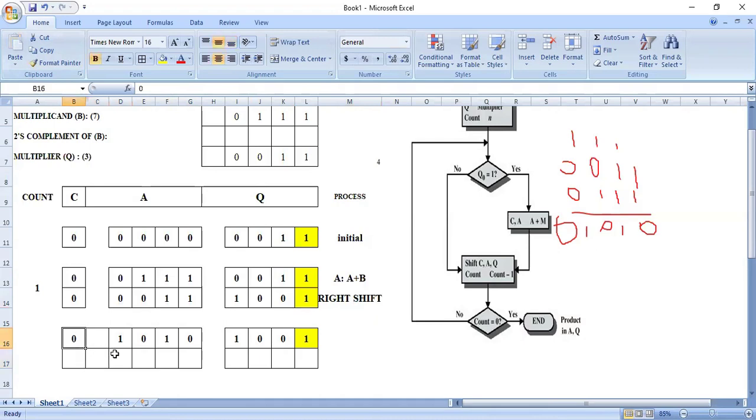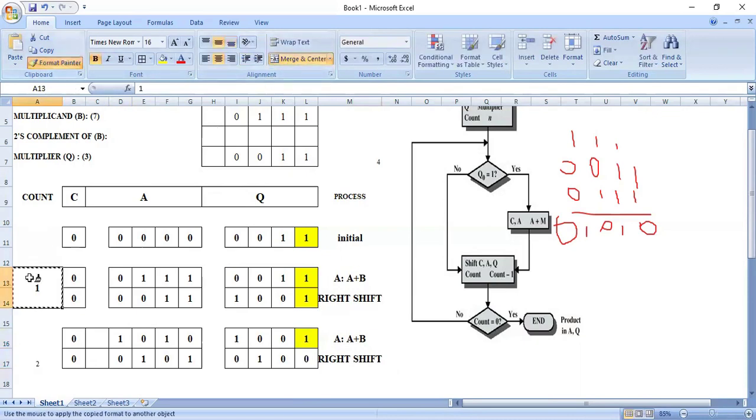So this 0 will be given here, and this 1 will be given here, and this 0 will be given here, and here 1, 0, 0, 1, 0, 0, and this 1 will be discarded. So we had completed the second process also. And here the carry position is empty, so I'm making it 0. Once again, I had performed A plus B and then the right shifting process. So now count number 2 is also over.